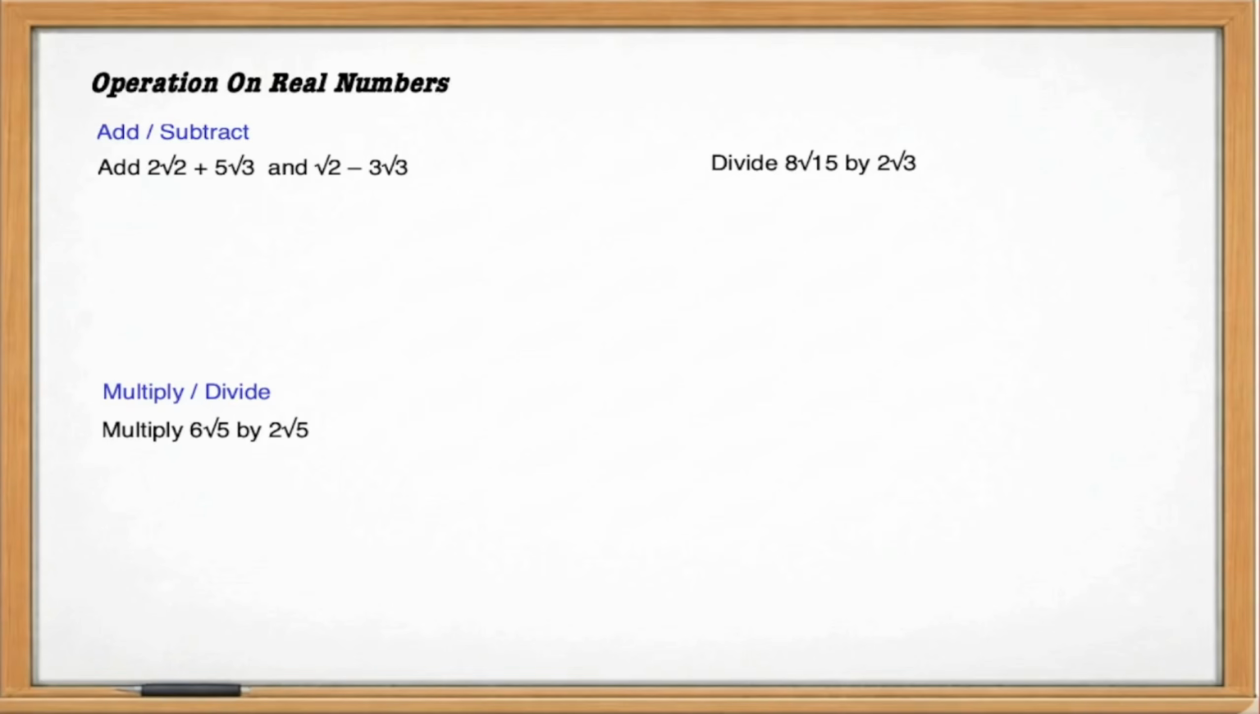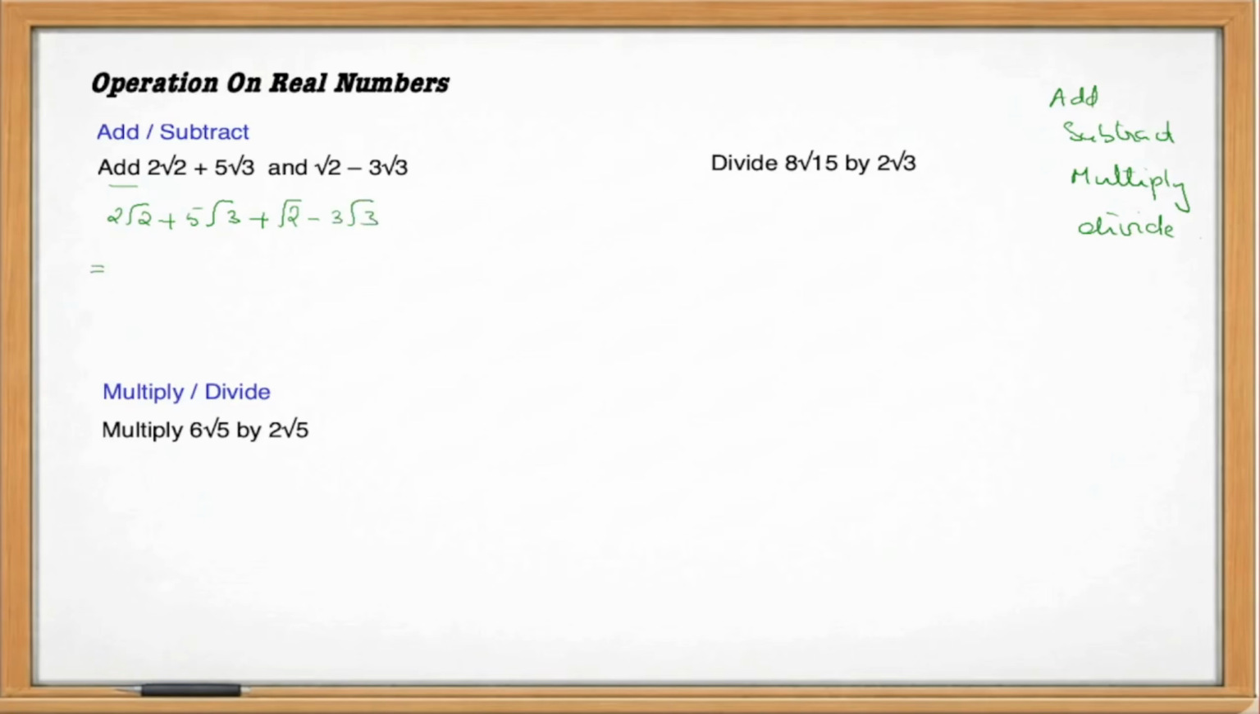Operations on real numbers. Operations here means addition, subtraction, multiplication, and division. So these are the operations on real numbers. First, add and subtract. In addition, one question is there. Add 2 root 2 plus 5 root 3 and root 2 minus 3 root 3. First we write the step: 2 root 2 plus 5 root 3 plus, because here it said add, root 2 minus 3 root 3.